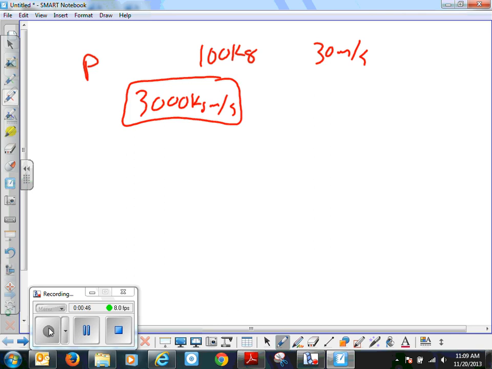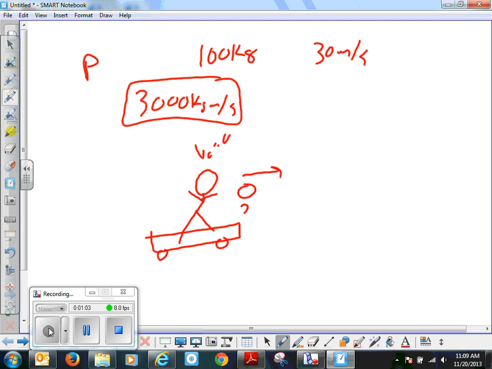Hey, let me ask you this. Let's just say that you are on a skateboard and your V sub naught is 0. And let's say that you throw a ball that has a mass of 2 kilograms, and let's say that the velocity of that ball is 10 meters per second. Can you tell me the velocity of you? Yeah, the skateboard is 2 kilograms, and the person is 100 kilograms. Can you tell me the velocity of you? There's no friction.